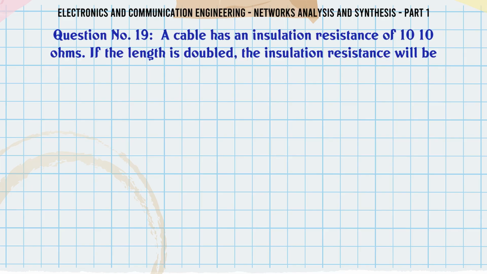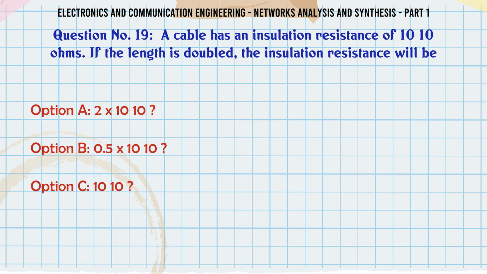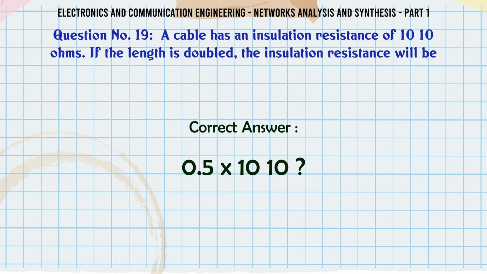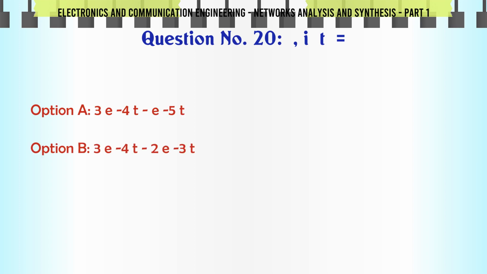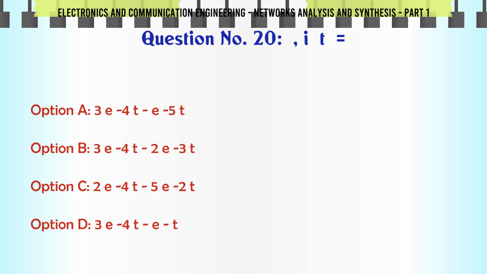A cable has an insulation resistance of 10 ohms. If the length is doubled, the insulation resistance will be A. 2 times 10, B. 0.5 times 10, C. 10, D. 4 times 10. The correct answer is 0.5 times 10. The expression for i(t) is A. 3e^(-4t) e^(-5t), B. 3e^(-4t) 2e^(-3t), C. 2e^(-4t) 5e^(-2t), D. 3e^(-4t) e^(-t).